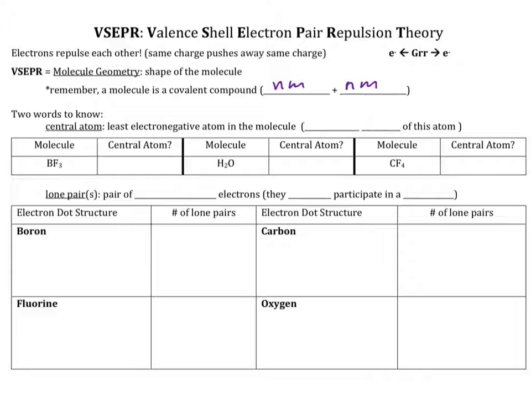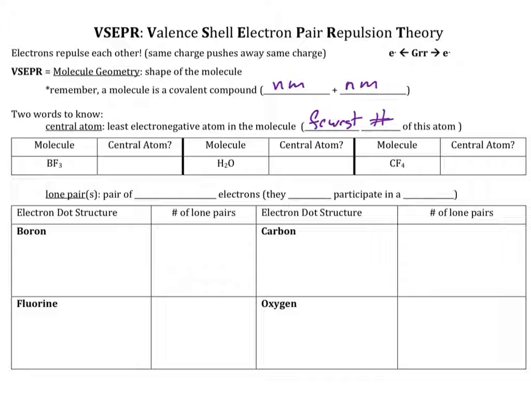So the first thing that we want to do is identify the central atom. And so we're going to go ahead and think about these different molecular geometries. And the first thing we want to do is think about the central atom. Now the central atom is going to be the one that's the least electronegative atom, but it's also going to be the one that has the fewest number of atoms. So you just look for the one with the fewest number of atoms.